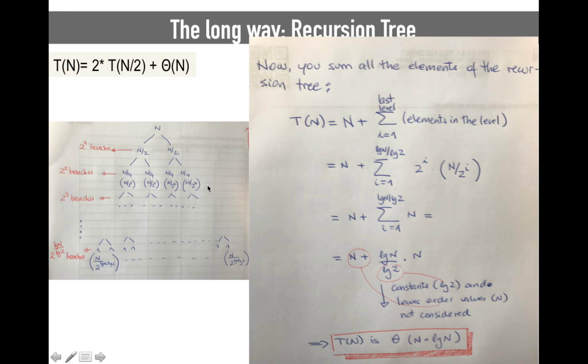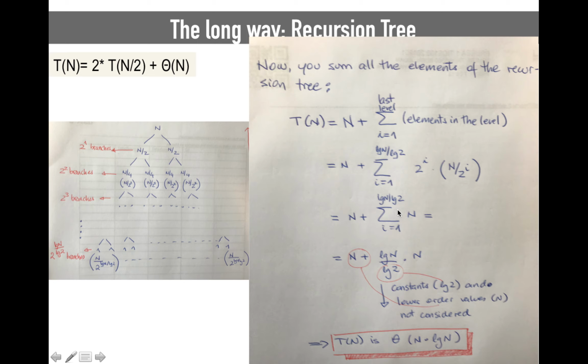When the level is 2, you have 2 to the 2, 4 elements, 1, 2, 3, 4. And each element is n divided by 4, n divided by 2 to the 2. So this is the expression for the elements in the level, and this is the last level. So this is the equation you have to solve. But then here you realize that this is really simple because this expression cancels out with this. So you just get n here.